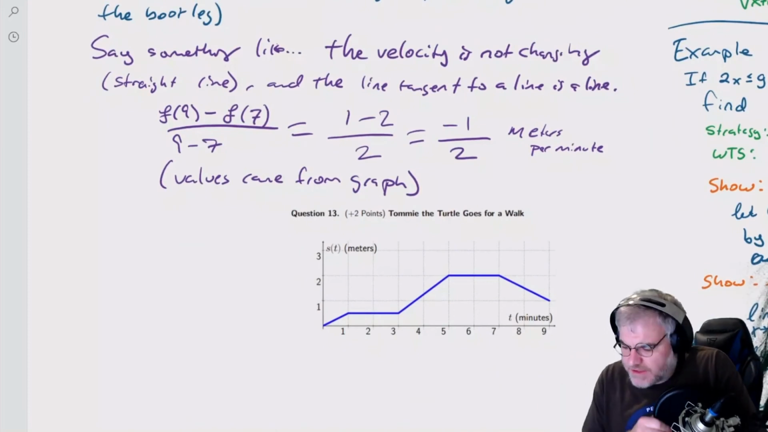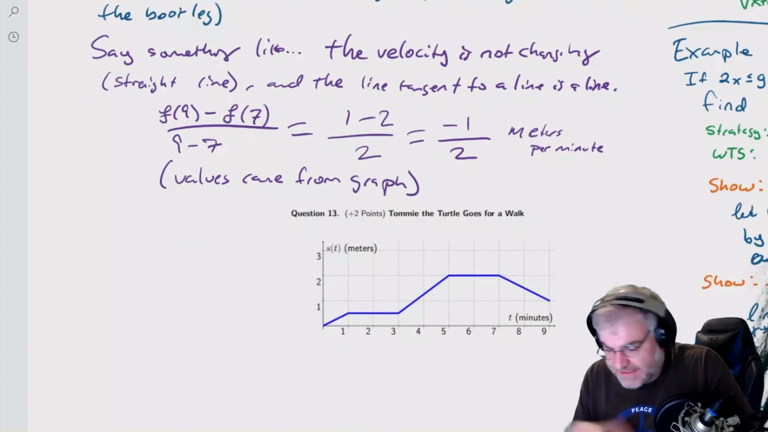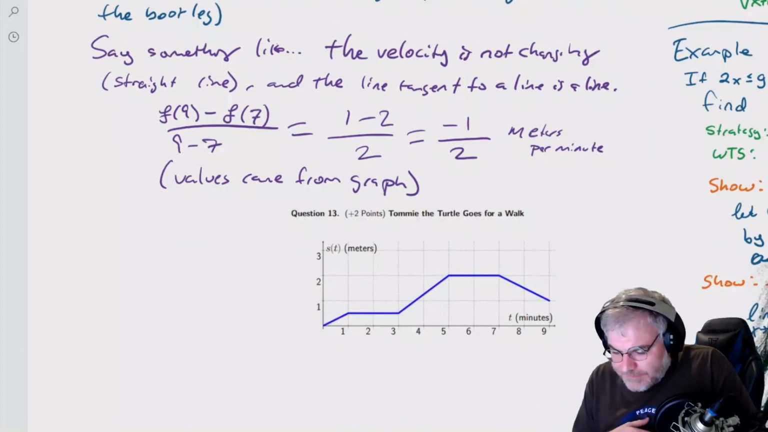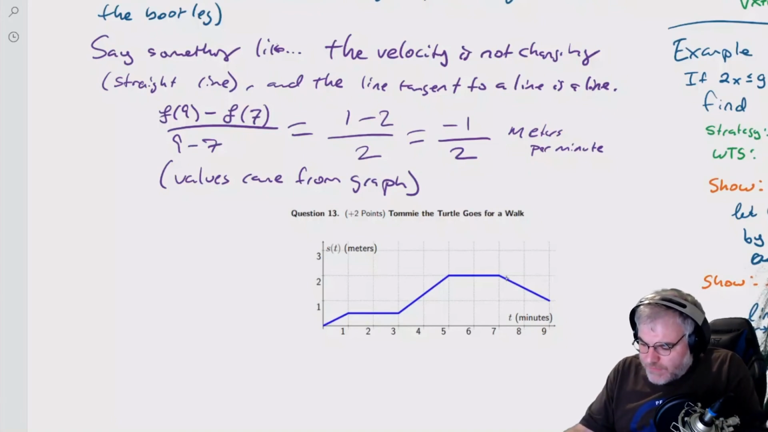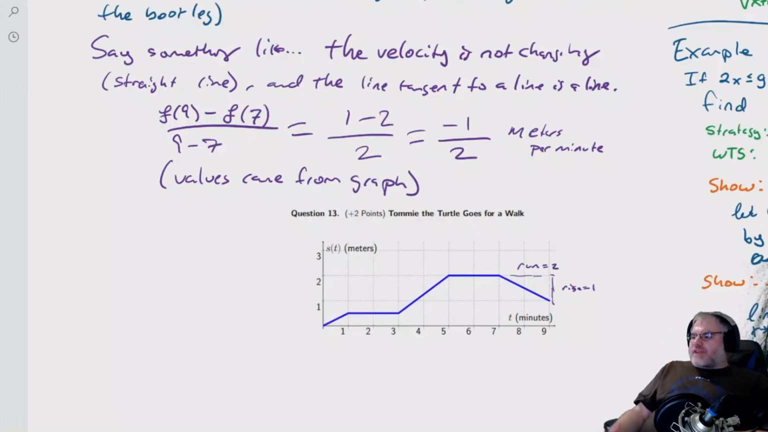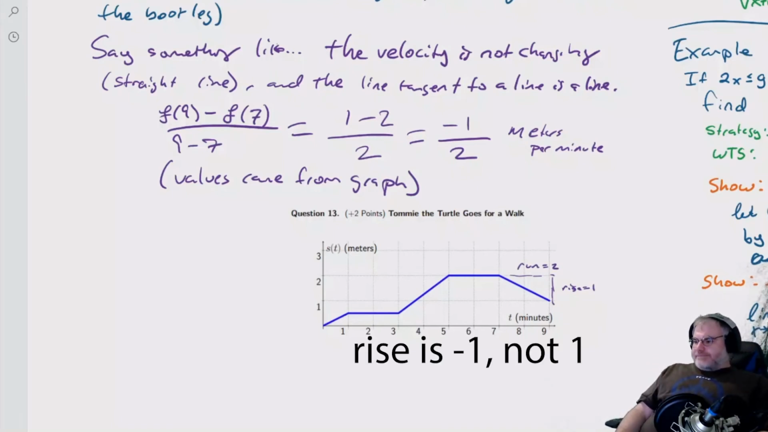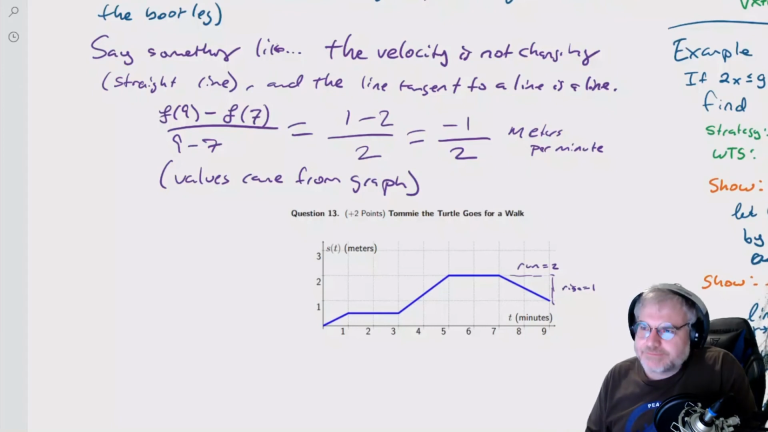All right, say something like this. The velocity is not changing. It's a straight line. The line tangent to a line is a line. And then just do rise over run. You can also get away with this if you want to. You could even do this. Rise equals 1, run equals 2. Right? But you have to do something to justify it. Remember that show all your work actually kind of means proof.